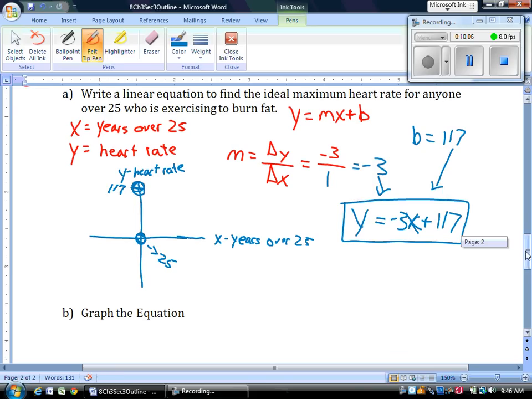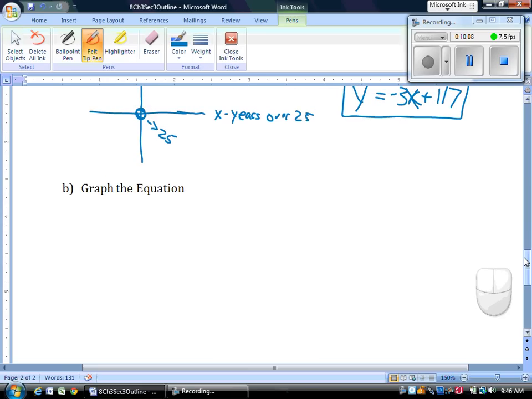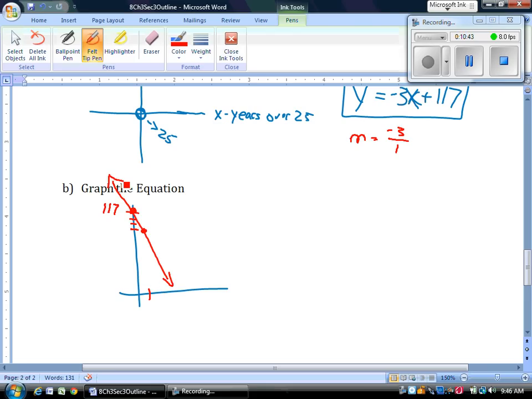Next part of this is to graph the equation. y equals -3x plus 117. Okay? Now, when we do a graph, remember you don't have to draw 117 lines. We'll go up here and then just label it, telling us that that's 117. Okay, that's our y-intercept. Now our slope is -3/1, so I know it's going to drop 3 and over 1, giving me a line like that.